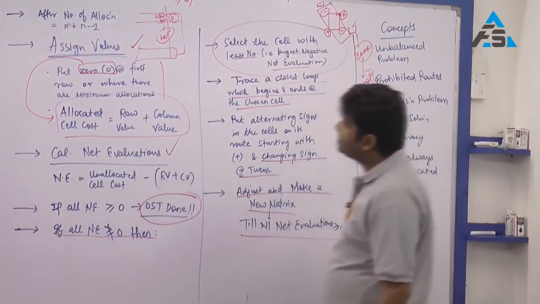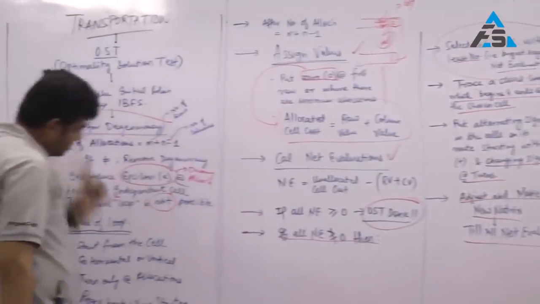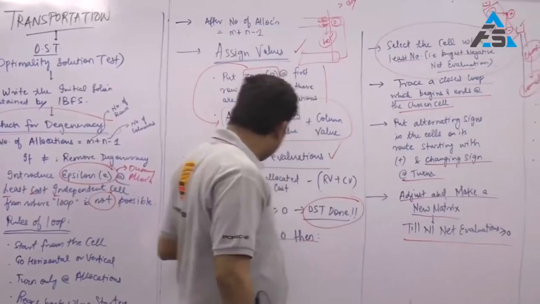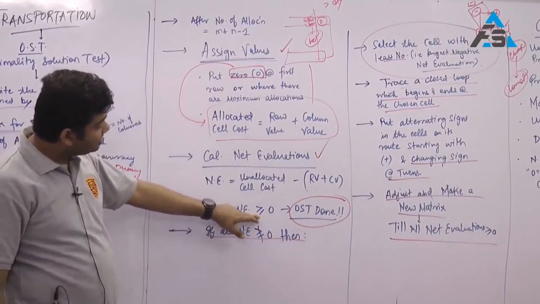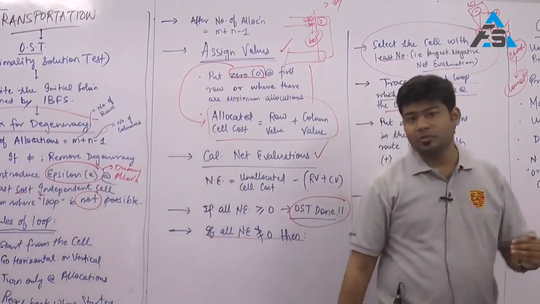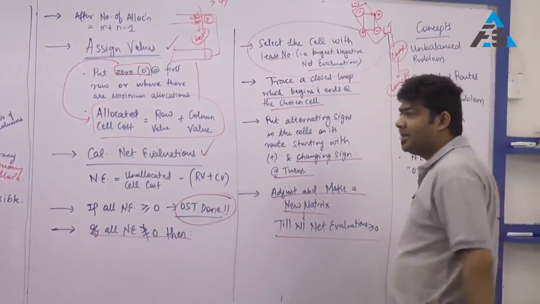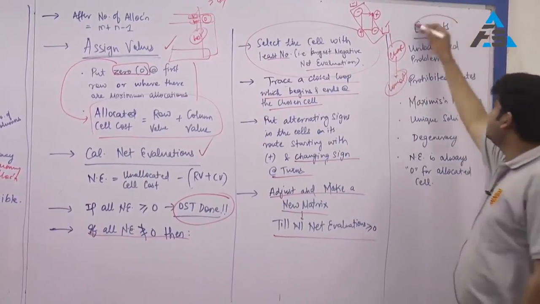Again, we will start with the process of checking for degeneracy, go on with the same procedure, assign values, then we will have net evaluations. Till all net evaluations are greater than or equal to 0, we will not say MODI is done. So we will have to keep on making the new matrix based on these adjustments, and finally we will complete the transportation problem. Moving on to the concepts part.